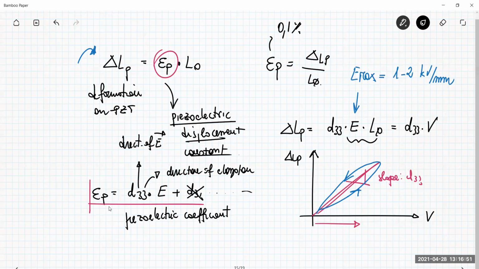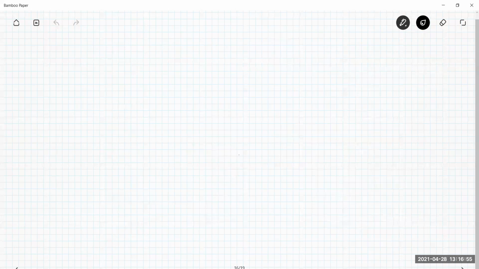It's not too much. Let's consider a simple example to understand what the problem is. Let's suppose that I have a slice of piezo material which has a rest length of 1 millimeter.